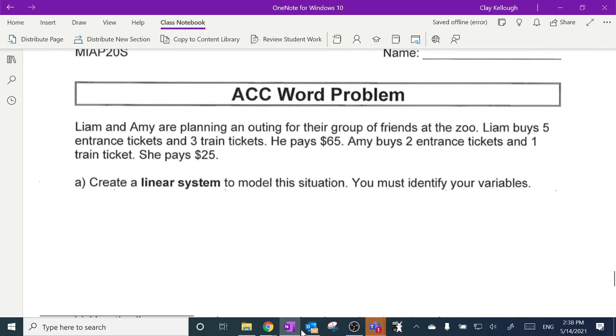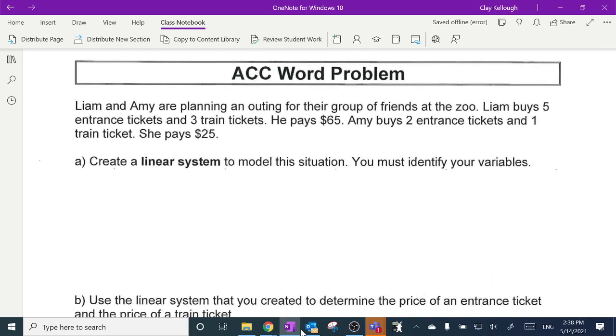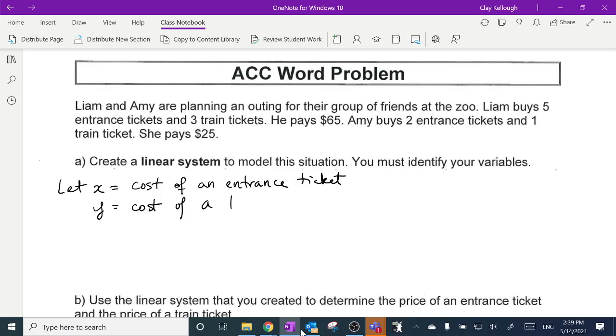All right, Liam and Amy are planning an outing for their group of friends at the zoo. Liam buys 5 entrance tickets and 3 train tickets. He pays $65. Amy buys 2 entrance tickets and 1 train ticket. She pays $25. I am going to let X equal the cost of, I'll say, an entrance ticket. And I'll let Y equal the cost of a train ticket.